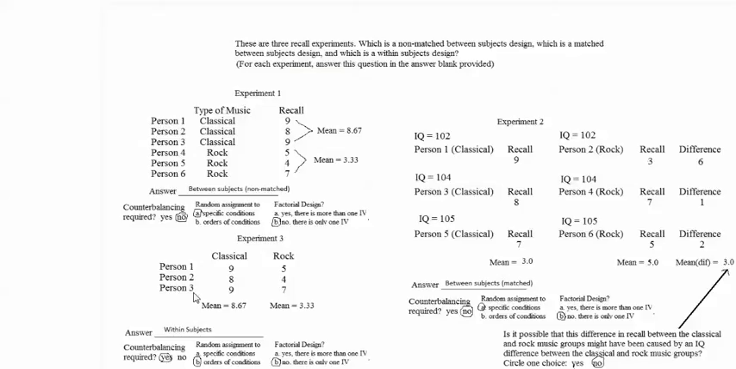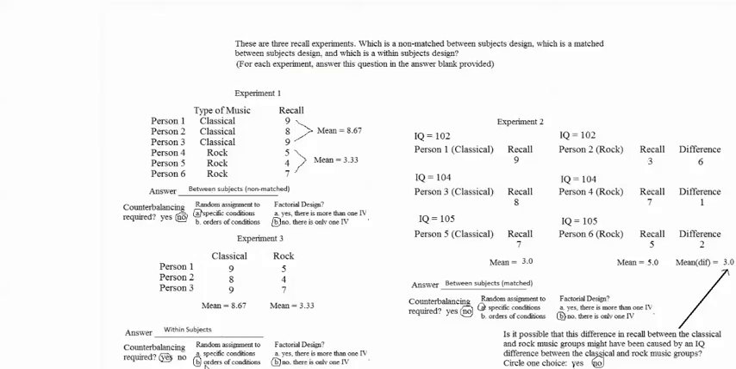In a between subjects design, each person is randomly assigned to one condition. Each person is randomly assigned to the classical condition, where they listen to classical music, or to the rock condition where they listen to rock music. That's true here in experiment 1 and in experiment 2, because they're both between subjects designs. But in a within subjects design, you're not assigned to one condition or the other. You go through both conditions.